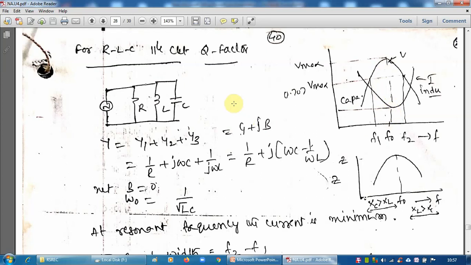So how can we observe that resonance has occurred? By measuring the current value. If we observe the minimum supply current, we can understand that the circuit is in resonance at that point.